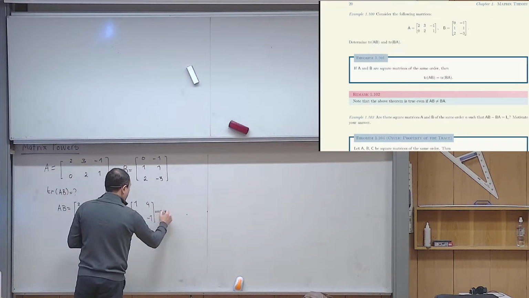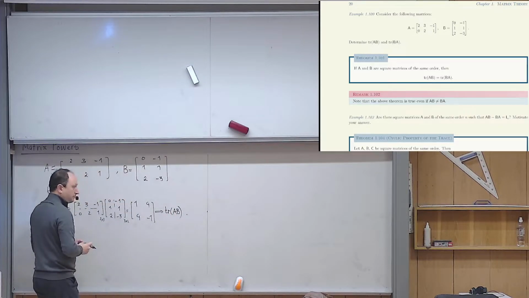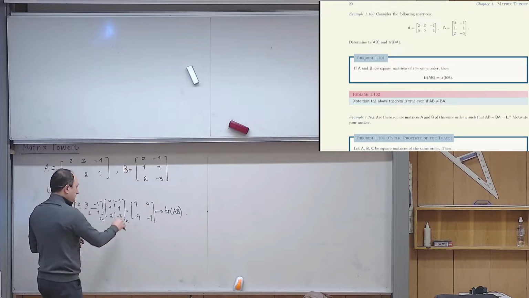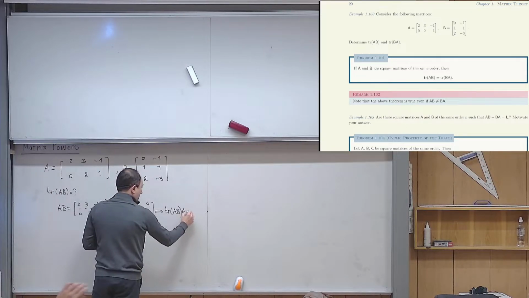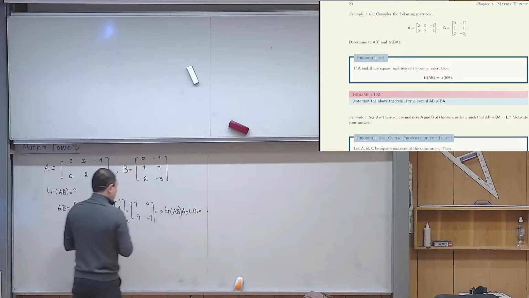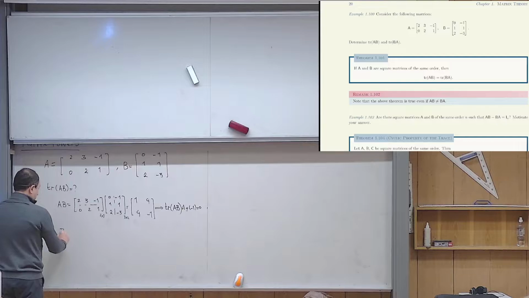So let me calculate the trace. Do you remember what was the notion of the trace? Yes. You add all the entries on the diagonal, which is in this case 0, yes? Okay, let me now calculate B times A.